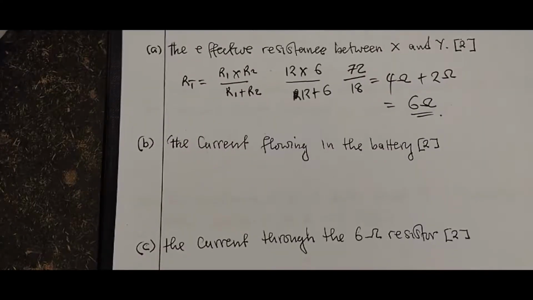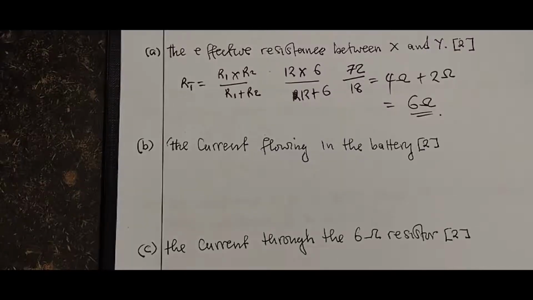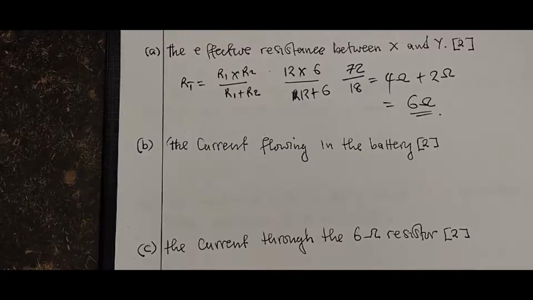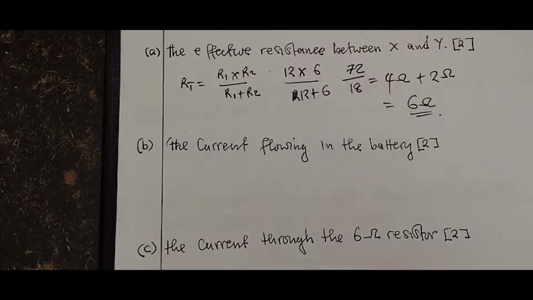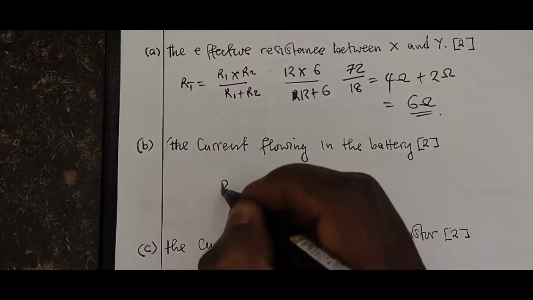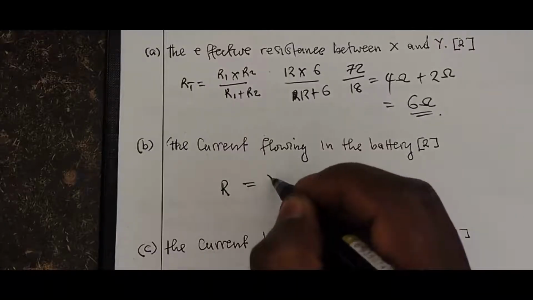The next question is to find the current flowing through the battery. So the current flowing through the battery, we are just looking at the total current, and therefore to find total current we need to apply this formula.